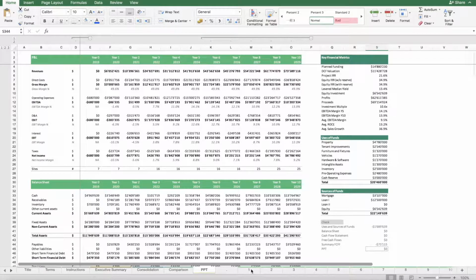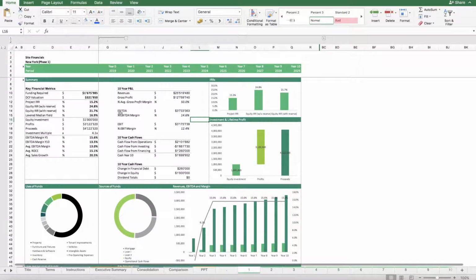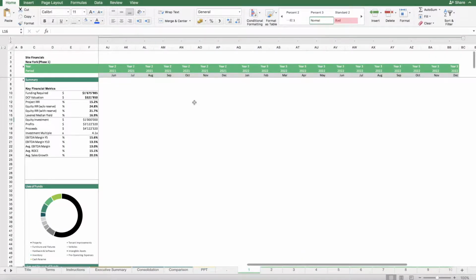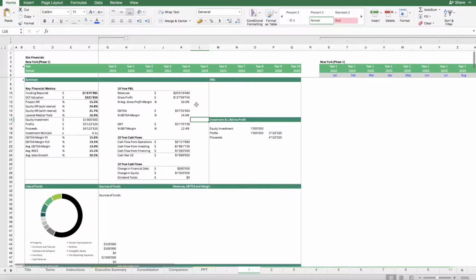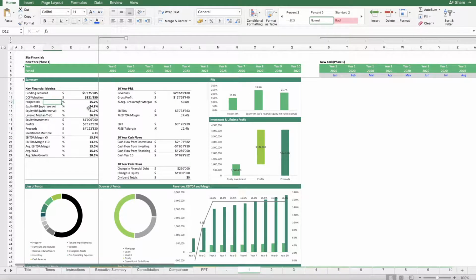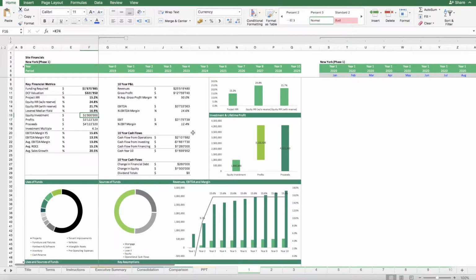What is important then is that we analyze this retail chain site by site. This means for each site we have a summary of the financial metrics in terms of the financial feasibility: what can be expected in terms of IRR, how much funding is required, how much equity investment is required, and what is the expected lifetime profit of this site.